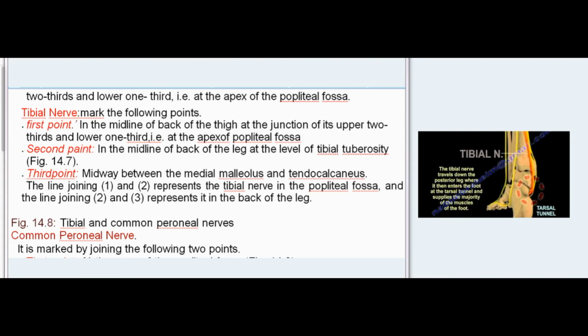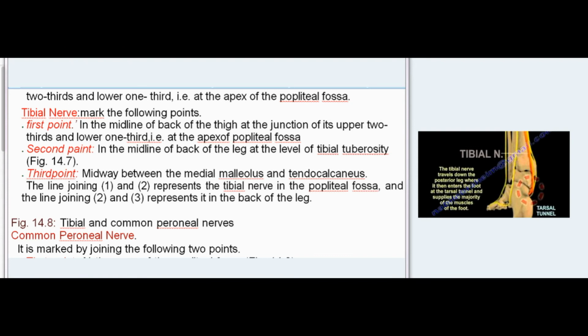Tibial nerve is marked by the following points. First point, in the midline of the back of the thigh at the junction of its upper 2/3 and lower 1/3, i.e. at the apex of the popliteal fossa. Second point, in the midline of the back of the leg at the level of the tibial tuberosity, Fig 14.7. Third point, midway between the medial malleolus and tuber calcanei. The line joining 1 and 2 represents the tibial nerve in the popliteal fossa, and the line joining 2 and 3 represents it in the back of the leg.